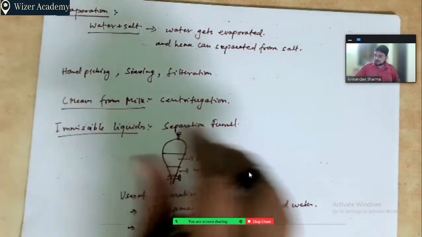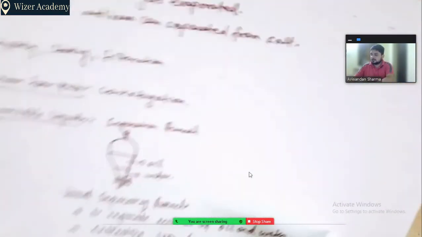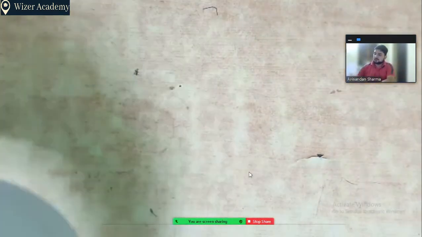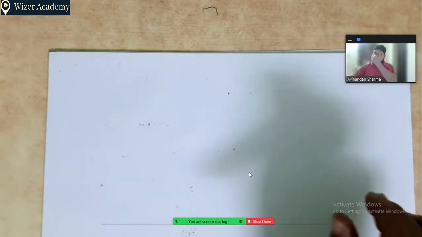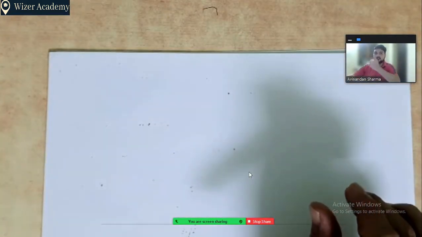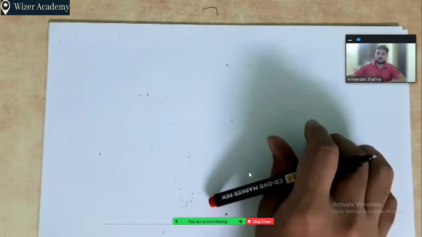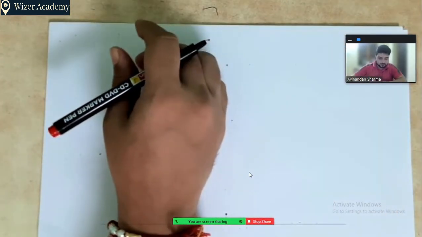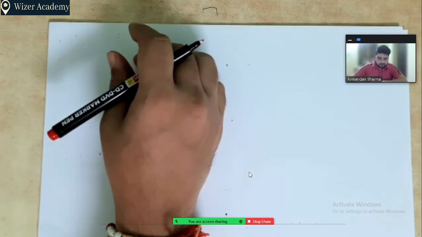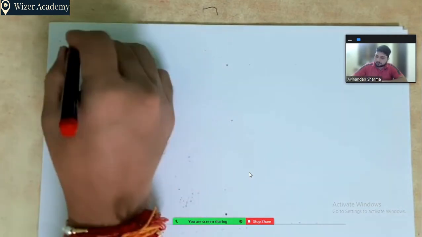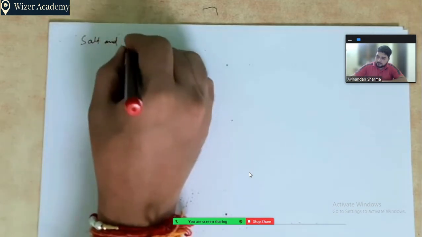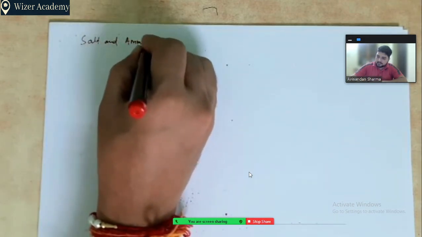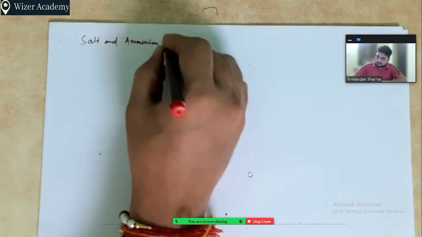Next, let us discuss sublimation. Sublimation is a method by which materials which directly change their state from solid state to gaseous state can be separated. For example, a mixture of salt and ammonium chloride. Ammonium chloride is a sublimating substance.